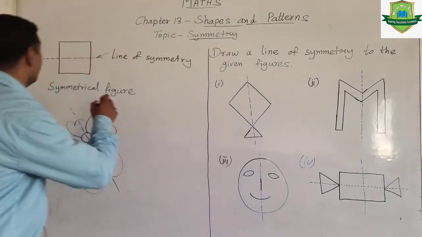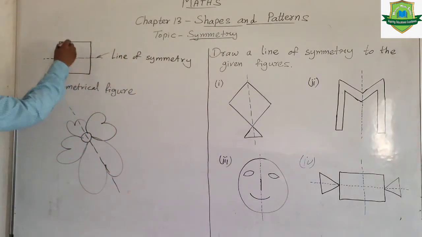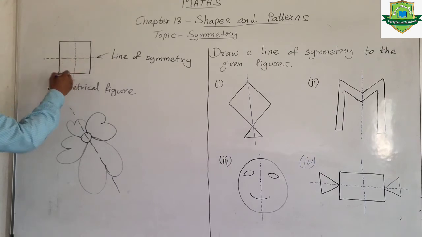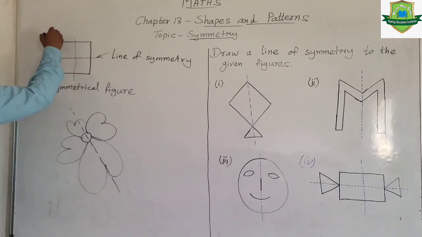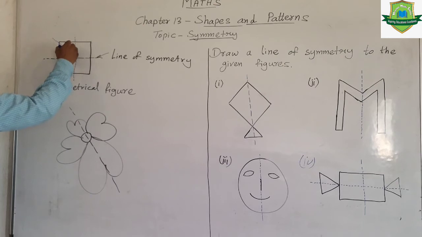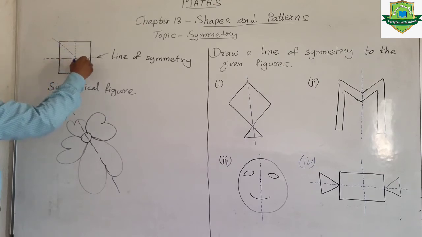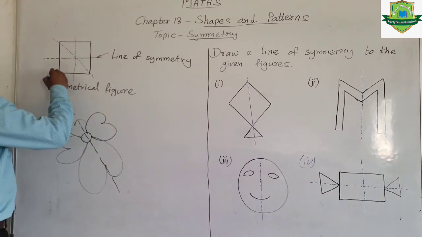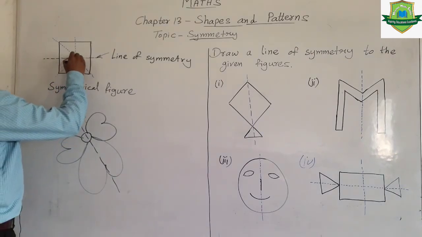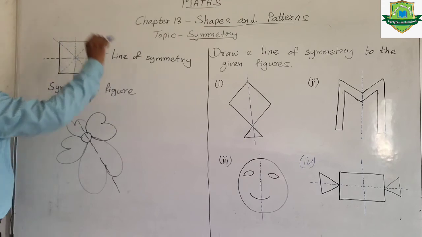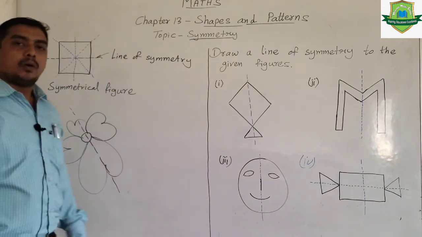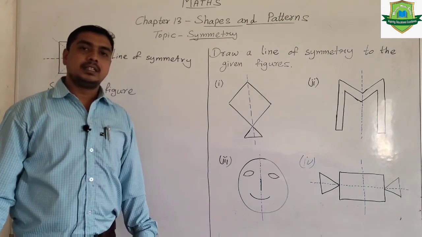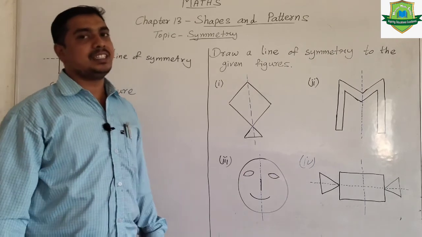I have drawn here. This is 1 line of symmetry. This is 2 lines of symmetry. Dears, in the square we can draw diagonals also. These are called diagonals. 3 lines of symmetry, or we can draw it that way also. 4 lines of symmetry. Okay dears, I hope you all understood this.